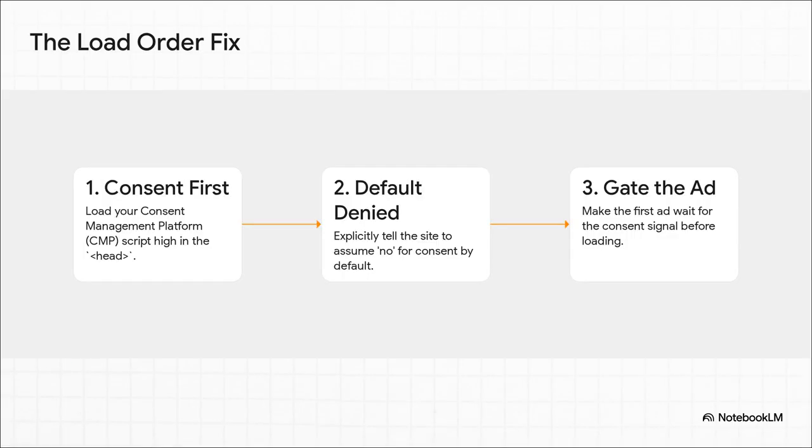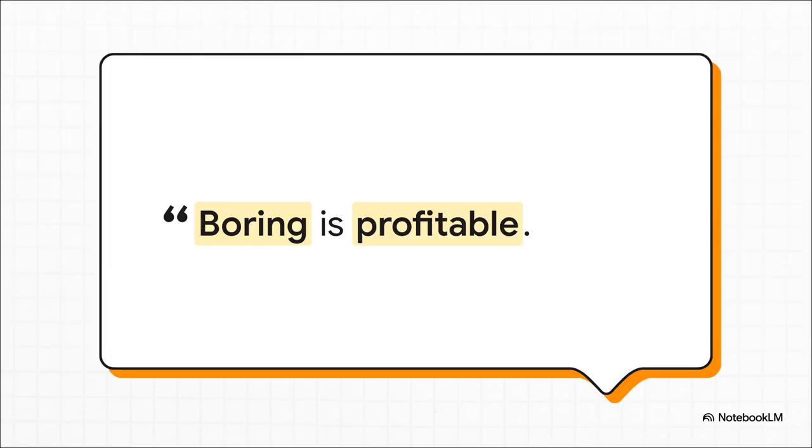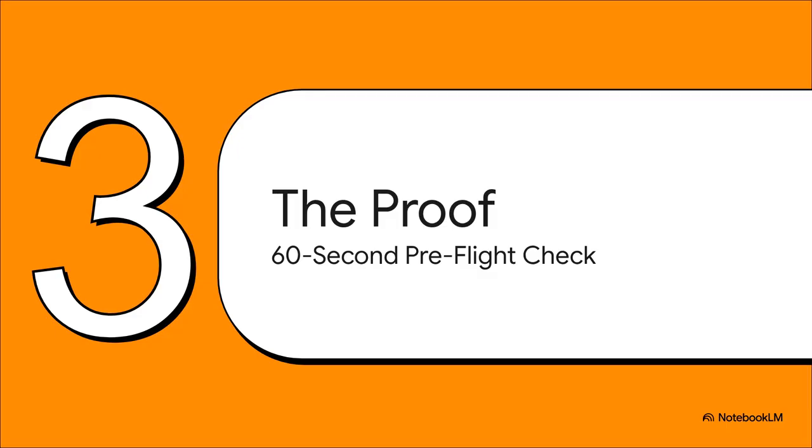Think about it like this. We're just making a polite change to your website's load order. First things first, you make consent the absolute top priority, loading that CMP script before anything else. Second, you tell the site to just assume the answer is no until it hears otherwise. And finally, you just make that first ad wait its turn. It has to wait for the green light from the consent signal. And this really is the key takeaway from all of this. Trying to be clever with a really complex setup, that's where you introduce these unexpected race conditions. A simple, predictable, and yeah, frankly, boring setup where things happen in the correct order every single time, that's what keeps your revenue safe.